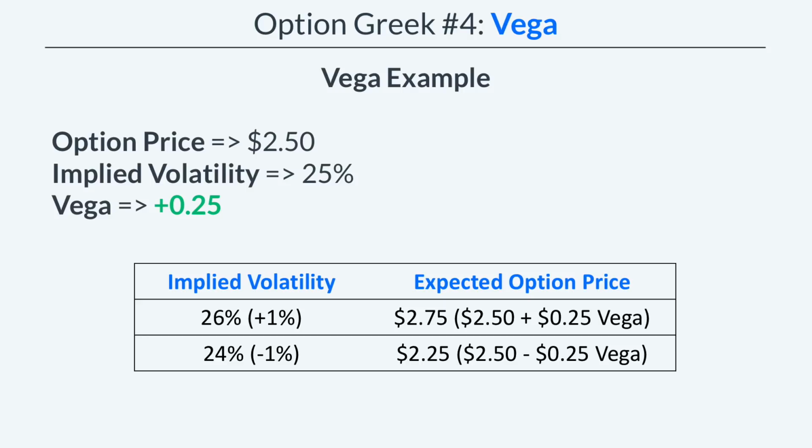we have the initial option price of $2.50 and we add that 25 cents of Vega with that 1% increase in implied volatility. On the other hand, if implied volatility falls by 1% to 24%, the new expected option price is expected to be $2.25, which comes from the initial option price of $2.50, but since implied volatility has fallen 1%, we subtract the 0.25 Vega to get our new option price of $2.25.